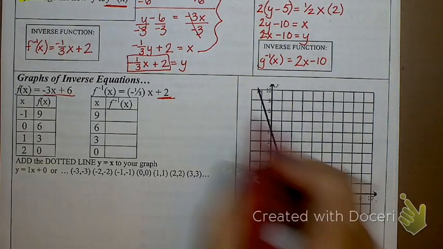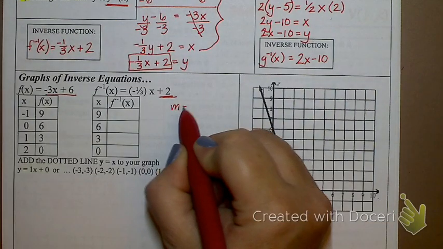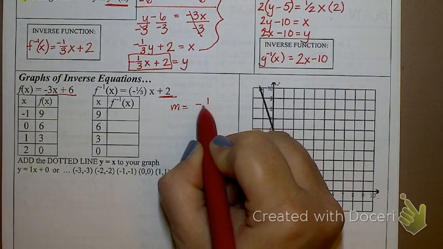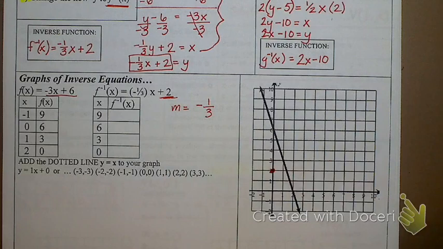What is my slope here? Negative 1/3. Now question, does the negative go with the 1 or the 3 or both? The 1. Don't ever say both. Why?